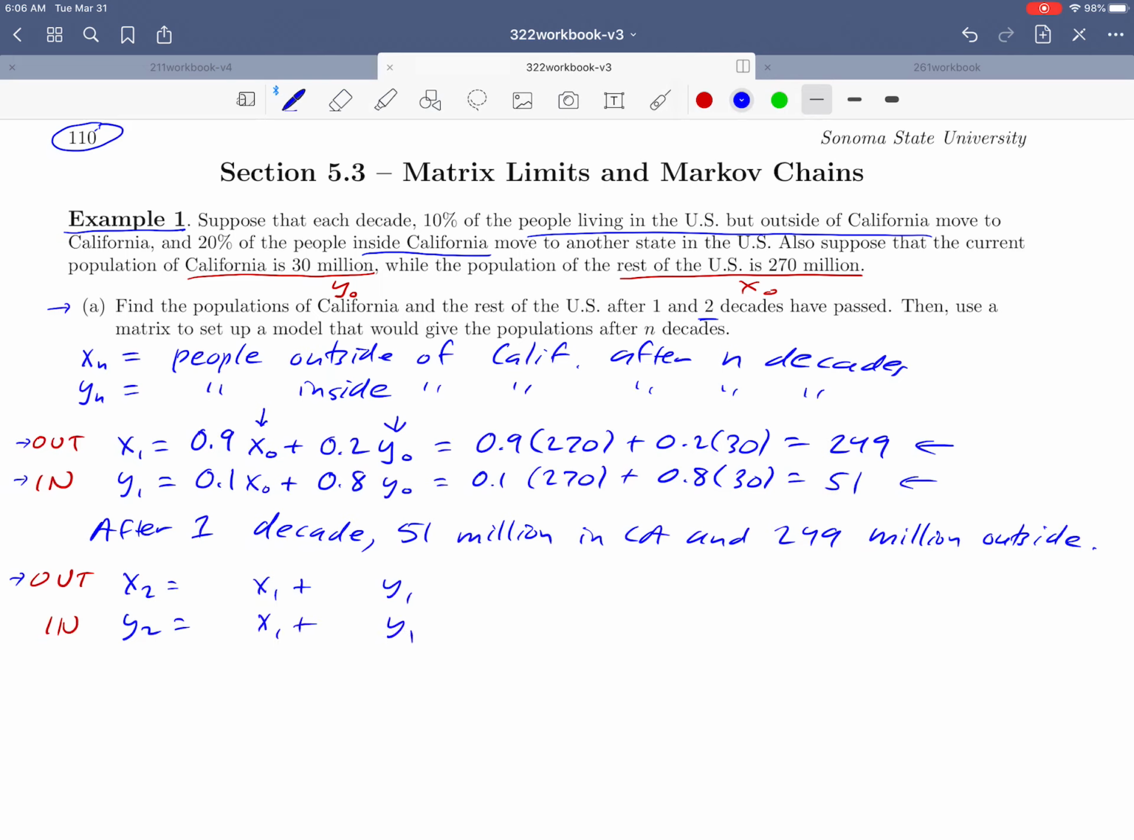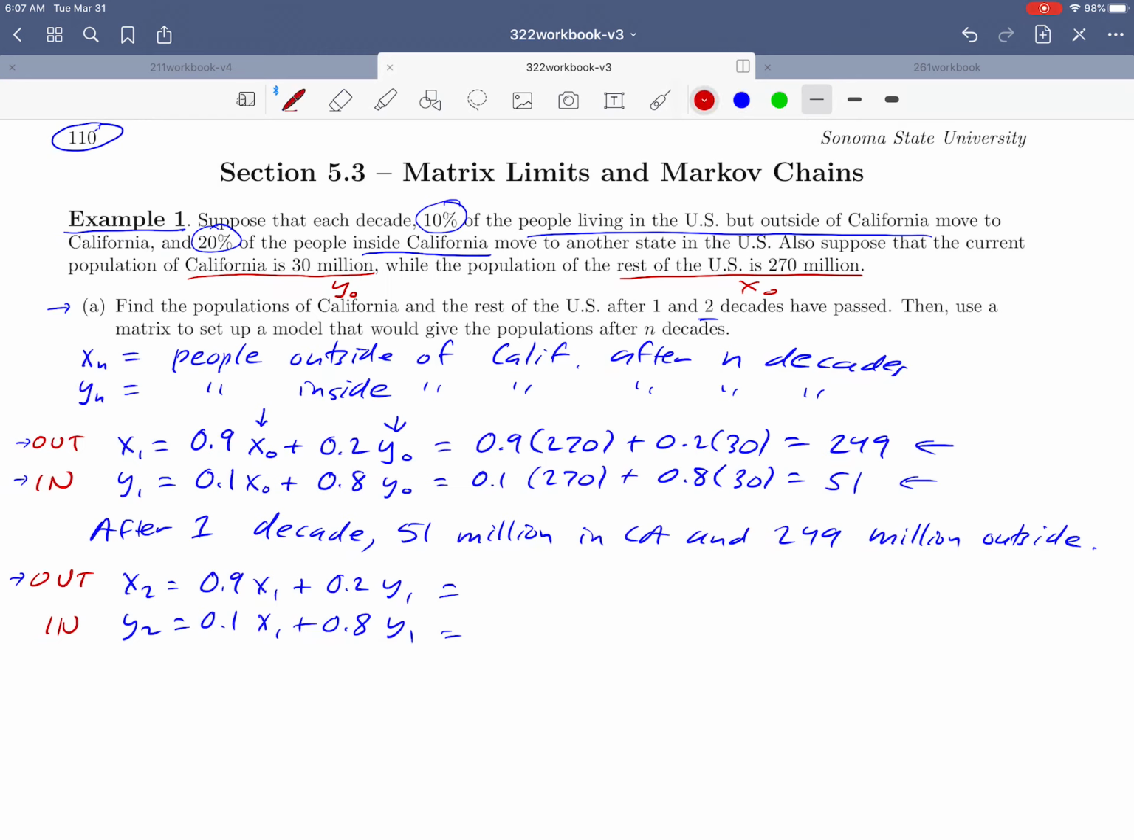And if you think about it, the percentages should be the same too. It's still true. Okay, these 10 and 20% migration numbers that we had above, those are still true. So we should still get the 90% and the 10% there, and the 20% and the 80% there. We're just talking about 1 decade farther in the future now. And so we can do this calculation again.